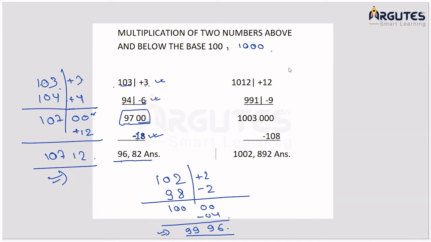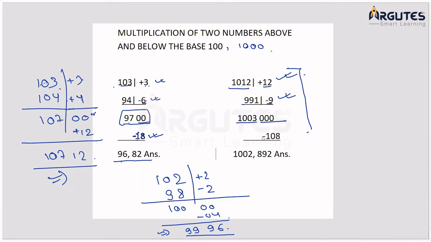Now we will do it in the case of 1000 also. We will do the same operation. Here 1012, how much more than 1000 is it? It is plus 12, 12 more than 1000. 991, how much less than 1000? It's 9 less than 1000. So what we will do is just the diagonal part. 1012 minus 9 is 1003, so 1003000. Then 12 into minus 9 is minus 108.